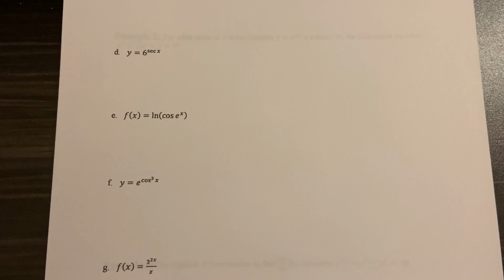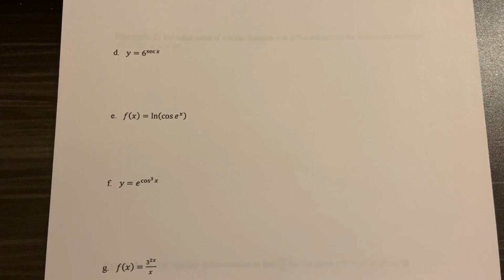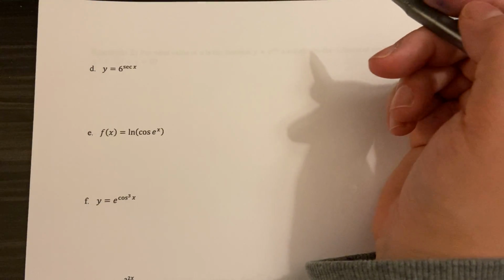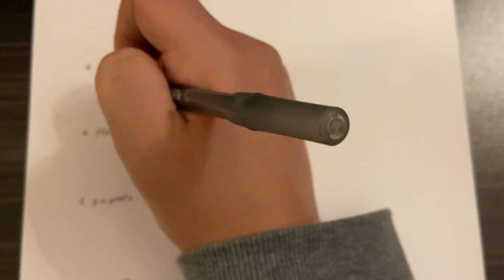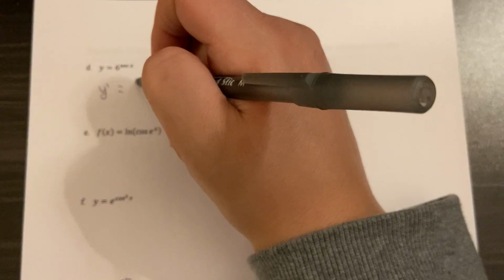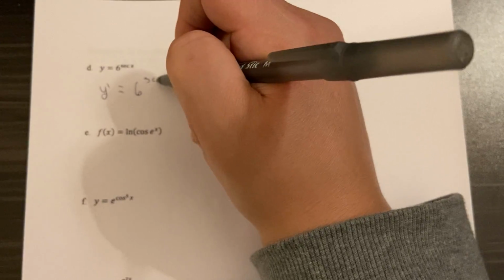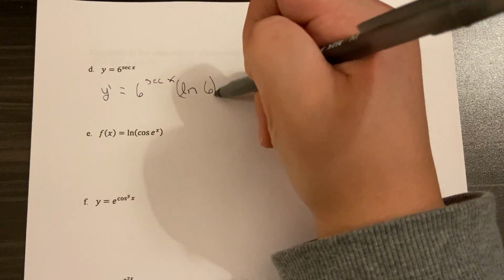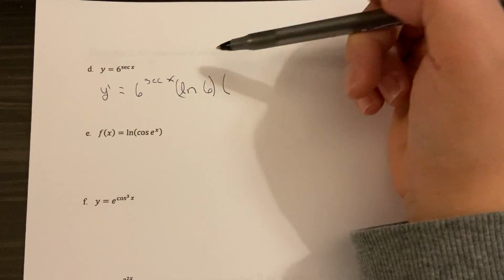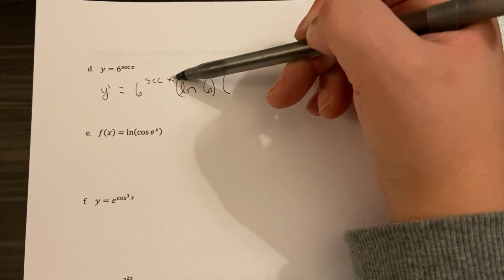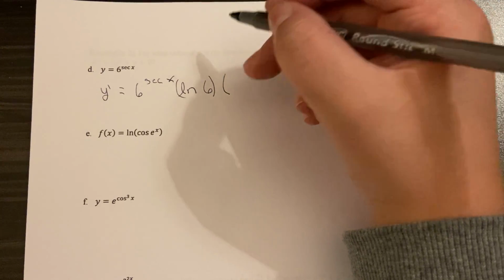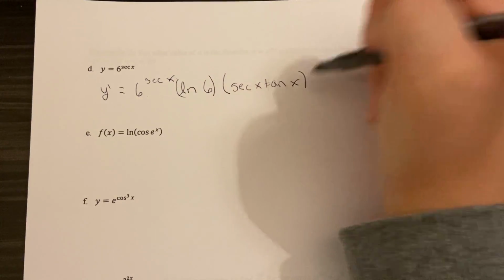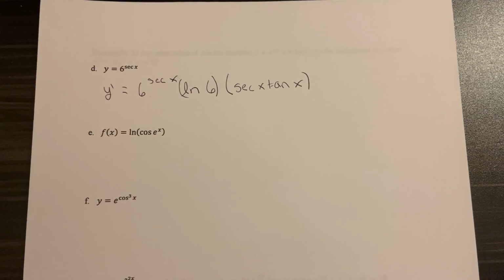Okay, so then the next one, we have a b to the function type scenario again. So what that's going to look like, we're going to have y prime being that b to the function, which is 6 to the secant of x, times ln of the base of 6, and I'll put it in parentheses, times the derivative of secant of x. So we haven't done the derivative of secant of x in a while, but that derivative is secant of x tan of x. And I'm just going to leave it like that. I'm not going to go another line out.